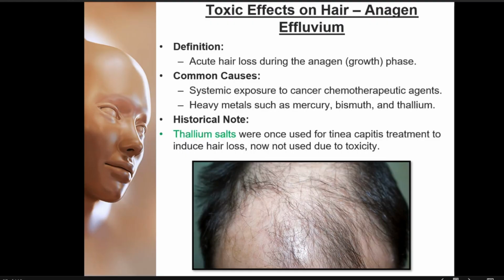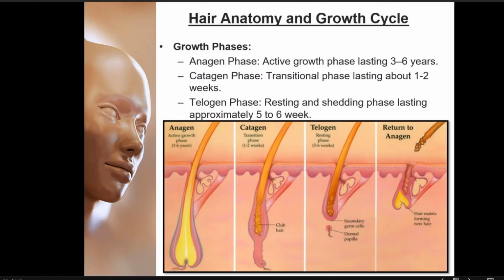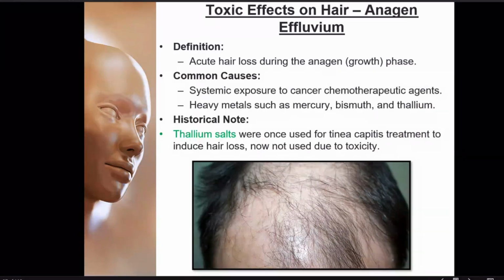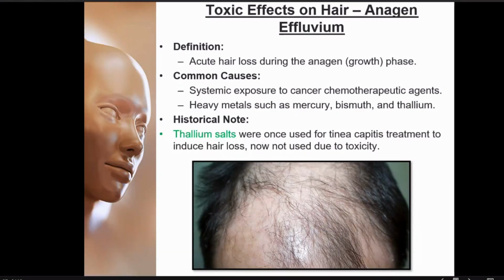Toxic effect on the hair: anagen effluvium. This is acute hair loss during the anagen growth phase. So earlier we saw that during this phase, toxicity can cause anagen effluvium. The common cause is systemic exposure to cancer chemotherapy agents. So we know that when anybody has cancer therapy, hair loss is normally seen in the person. Heavy metals such as mercury, bismuth, and palladium are also responsible for this anagen effluvium.